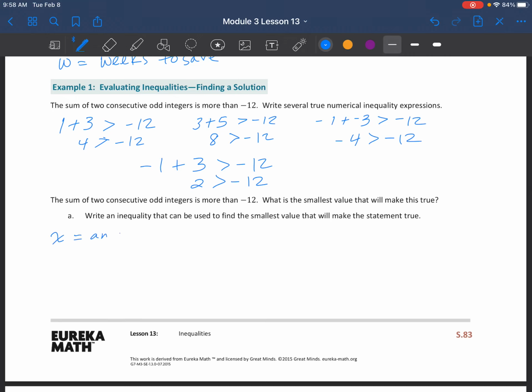What is the smallest value that will make this statement true? Write an inequality that can be used to find the smallest value that will make the statement true. Okay, so we're going to say that x is equal to an integer. And then we're going to say that 2x plus 1, because remember they have to be odd, right? So this is going to be the next odd integer. And then 2x plus 3 would be equal to our next odd integer.